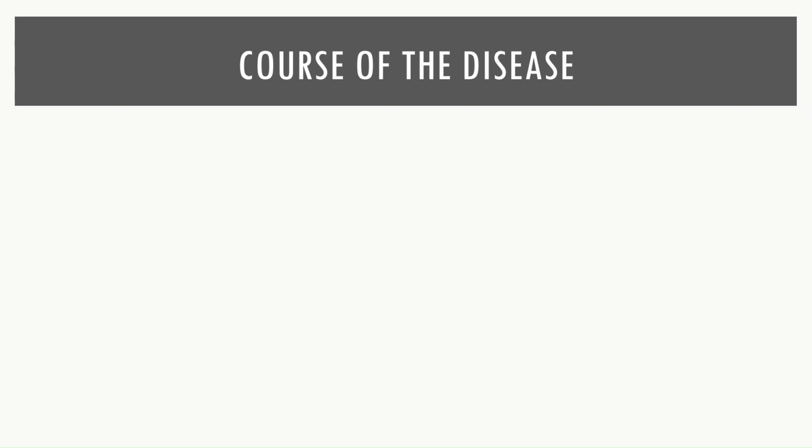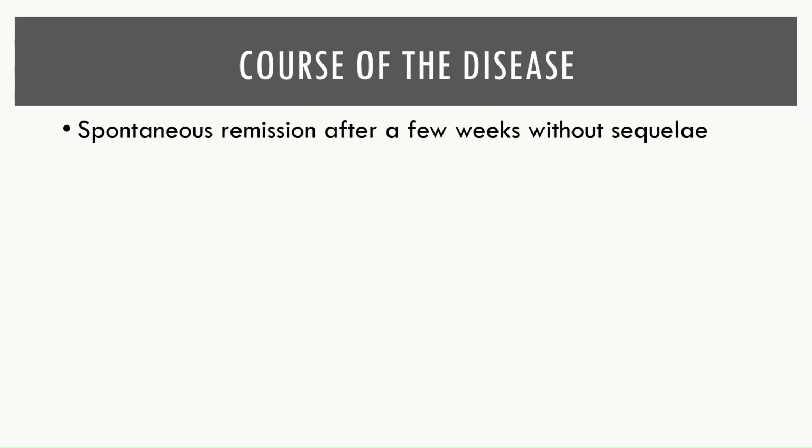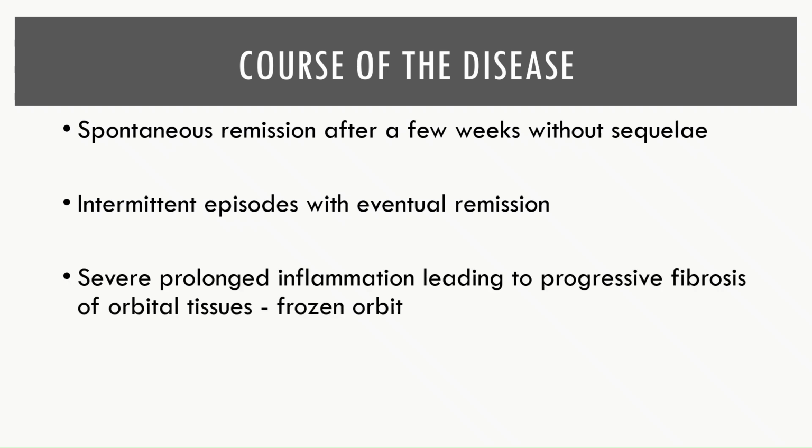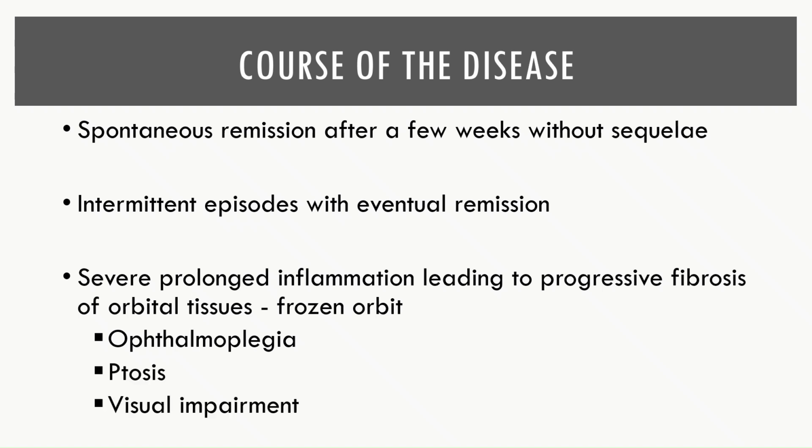Course of the disease. The natural history of the inflammatory process is very variable. There can be spontaneous remission after a few weeks without sequelae, or intermittent episodes of activity, usually with eventual remission, or severe prolonged inflammation, eventually leading to progressive fibrosis of orbital tissues, resulting in a frozen orbit, characterized by ophthalmoplegia, which may be associated with ptosis and visual impairment caused by optic nerve involvement.